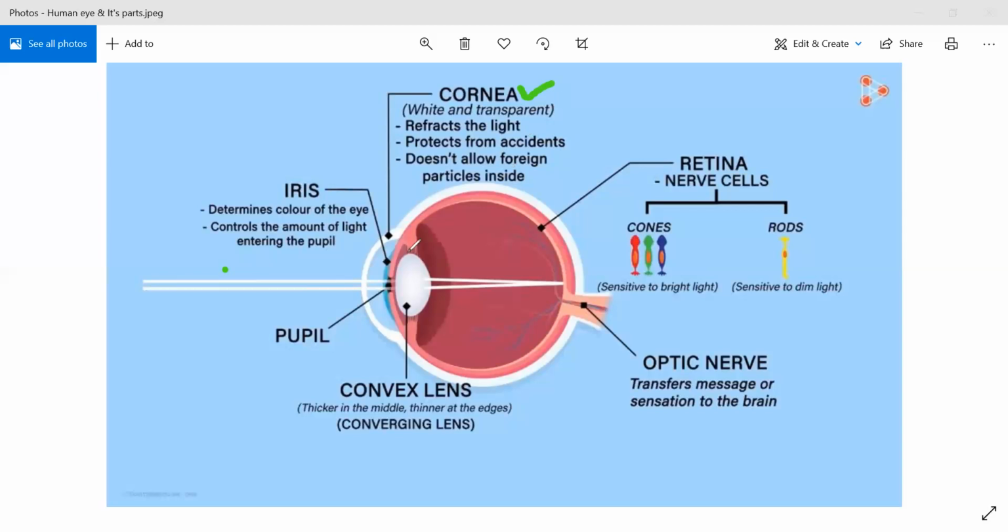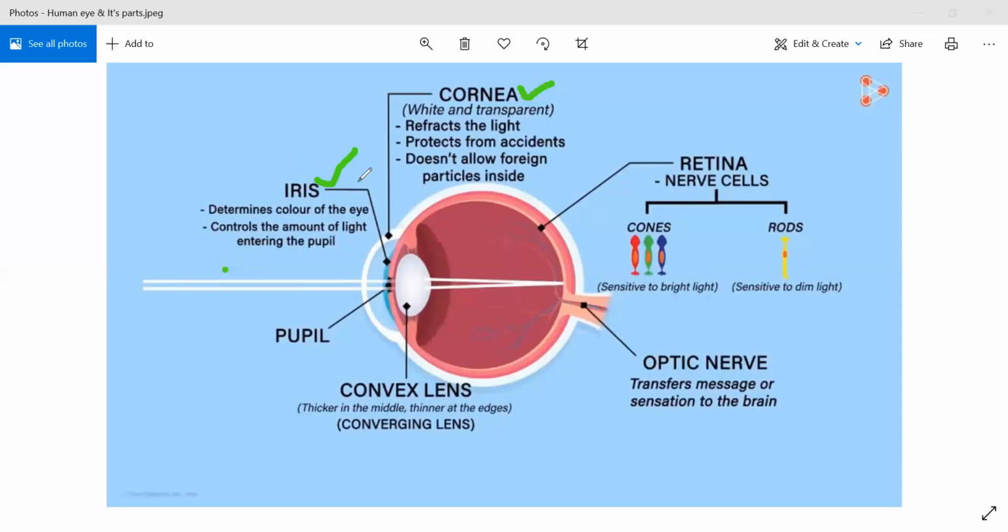Next, after the cornea, if you move to the next level, we can find the iris. Of course, we have observed that some people have brown eyes, some have bluish eyes, and some have green eyes, isn't it? We have seen the different colors of eyes. Those different colors are determined by the iris, right? So the iris usually gives color to the human eye.